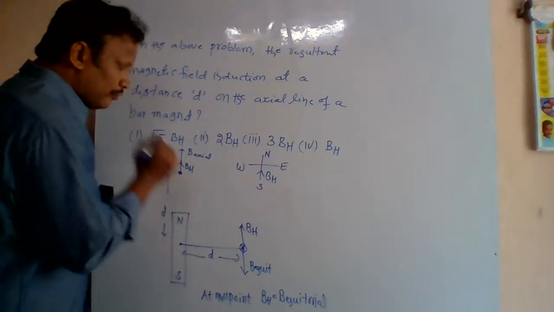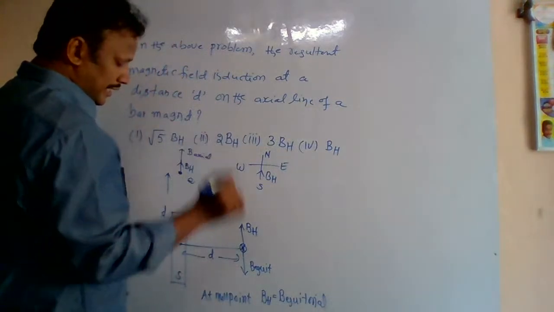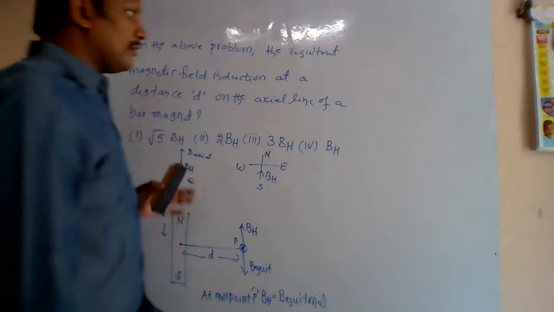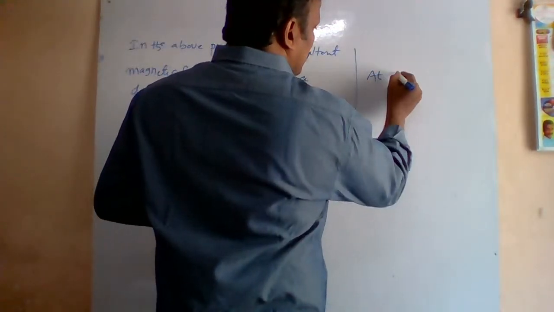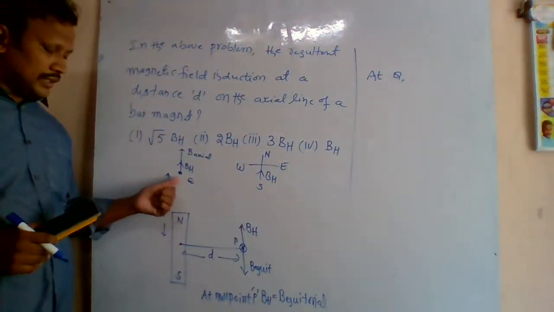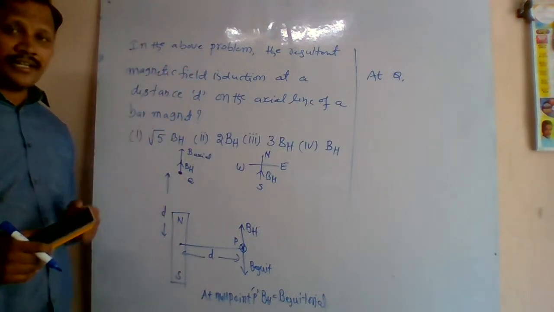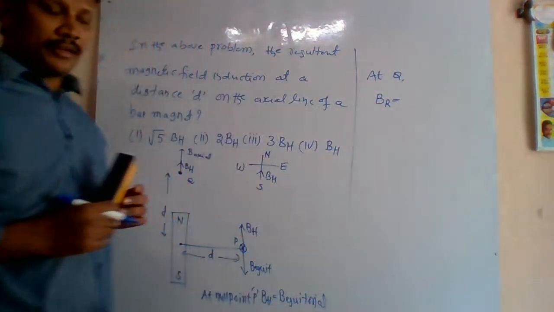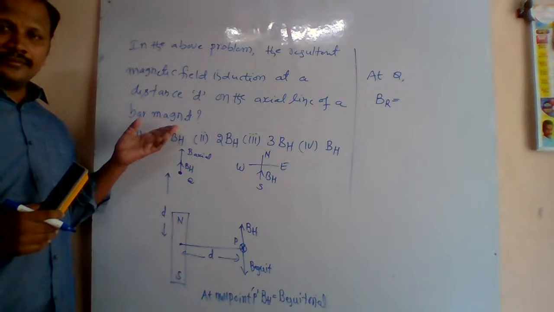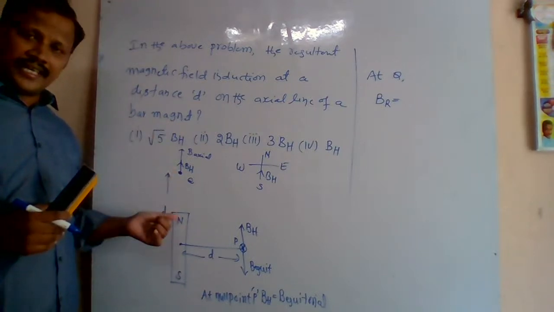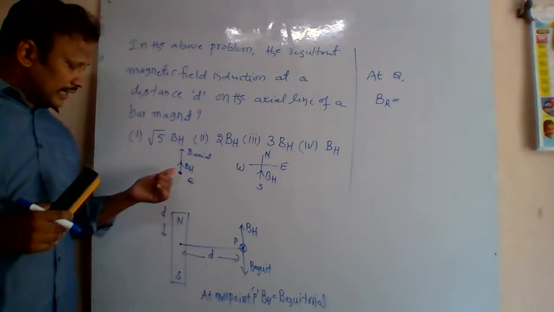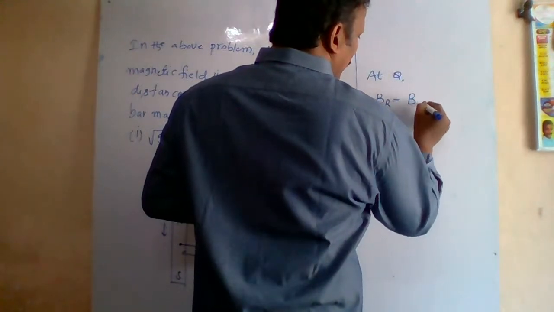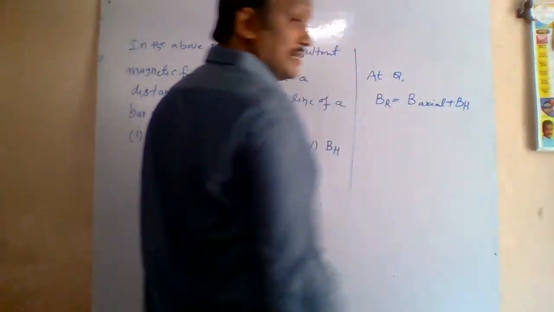Now, resultant field at this point is equal to how much? Suppose here I am taking this point as Q. This is point P, the null point, where BH is equal to B equatorial. Now we have to find out the resultant field at point Q. Q is on the axial line. At that point, you have to find out the resultant magnetic field induction, right? At distance d, B axial is there, BH is there. Therefore, net field is equal to how much? Both are in the same direction. That means Br is equal to B axial plus BH. Both are in the same direction from that point.